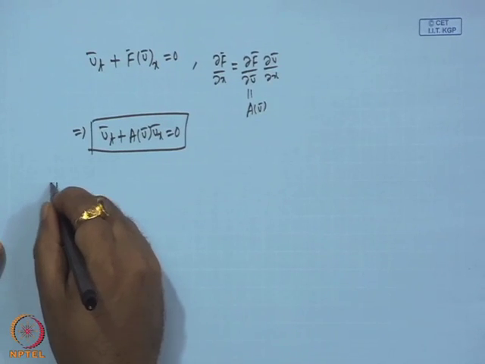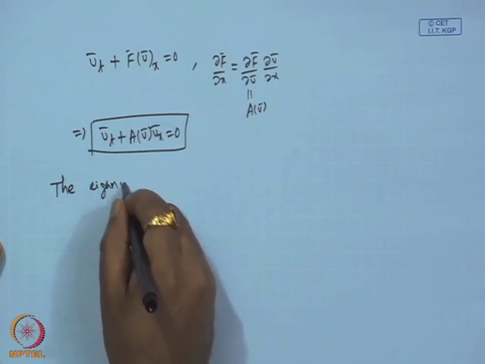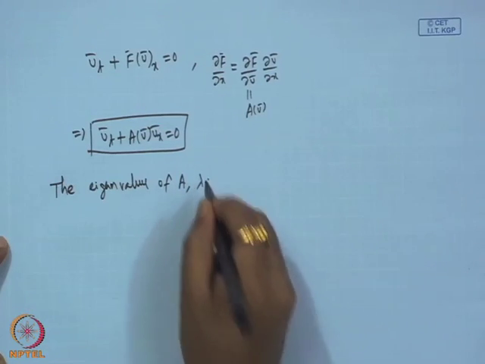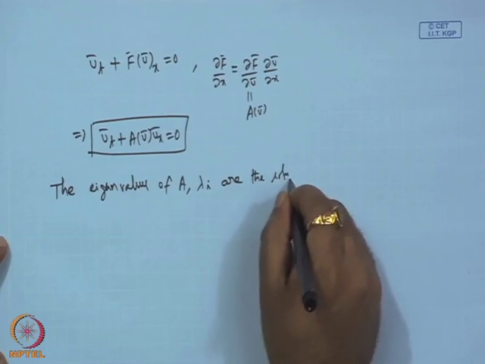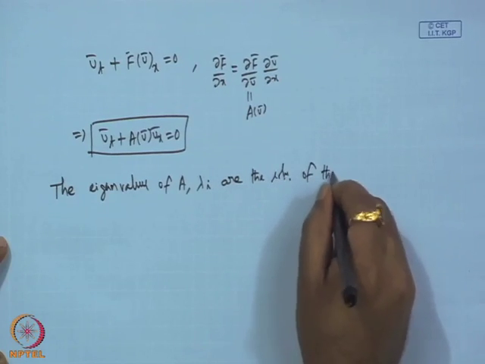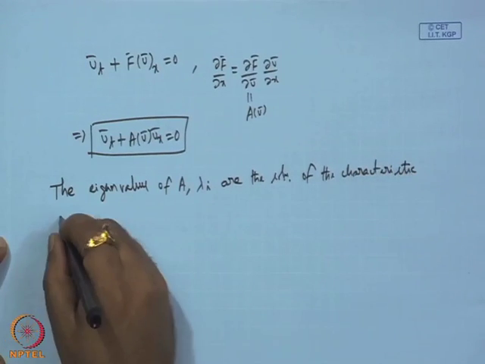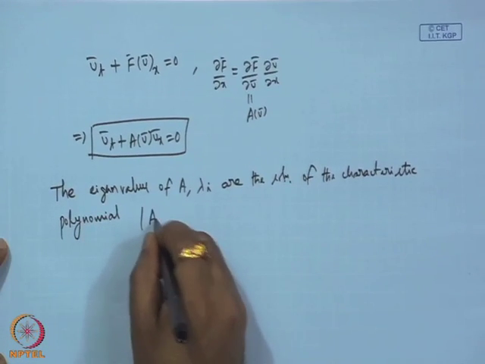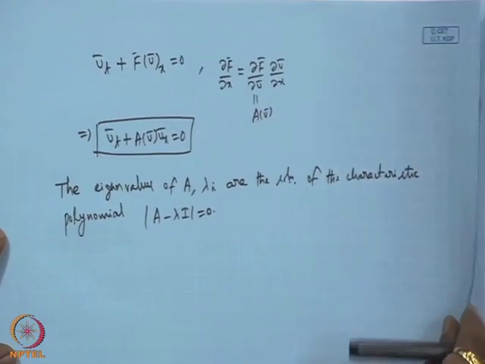So, now the characteristic concept, before we proceed: first order also can be classified, okay, depending on the characteristics. So, we must discuss that. So, the eigenvalues of A, lambda i, are solutions of the characteristic polynomial.